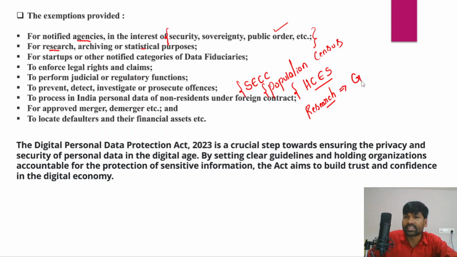Particularly, the example would be the Genome India project, right? Through the Genome India project, the genetic information would be studied across different genetic groups in India. So that would have significant implications in terms of drug designing and drug manufacturing. And even there are certain startups or other categories of data fiduciaries who are involved in data analysis or data processing, etc.